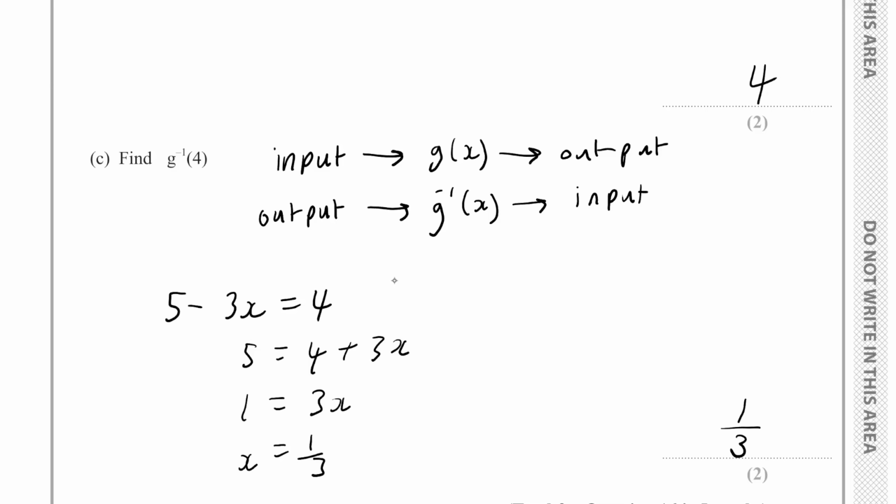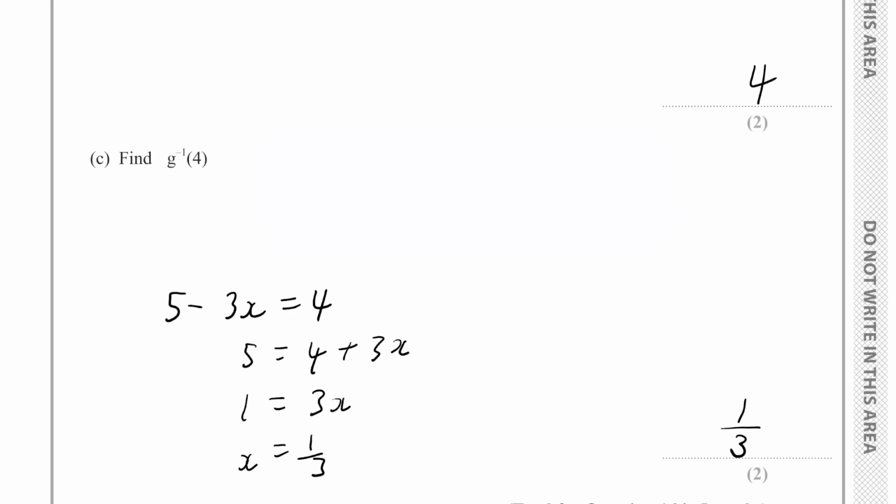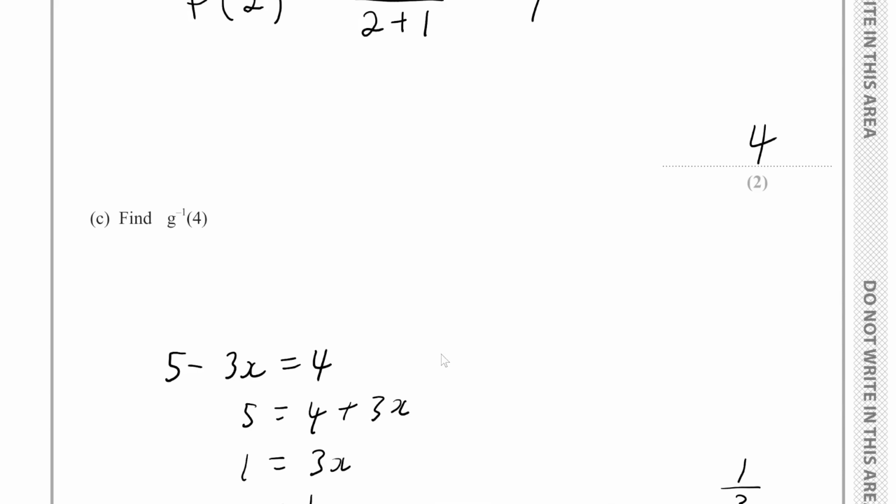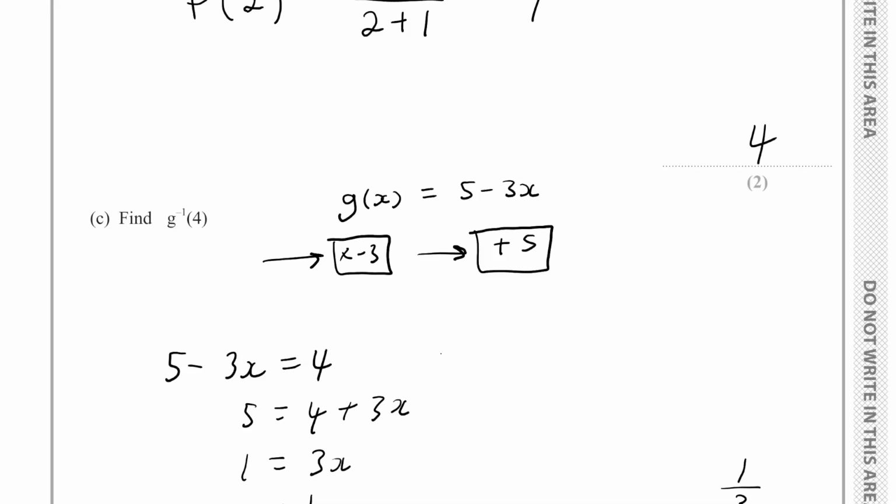I'm going to just work out the inverse function as well, just to show you. So g of x is 5 minus 3x. What is the g function? We times by negative 3 and then plus on 5. So you have the input, you times by negative 3 plus 5, and you get the output.